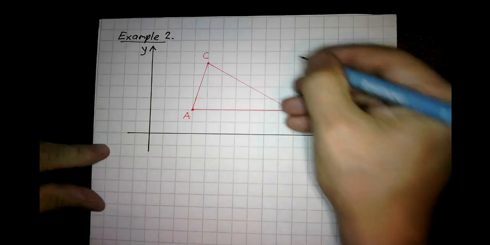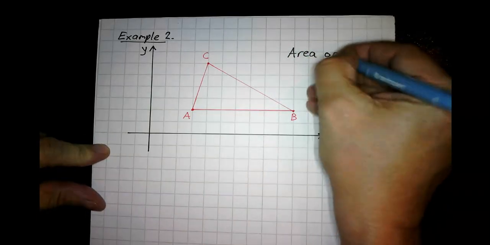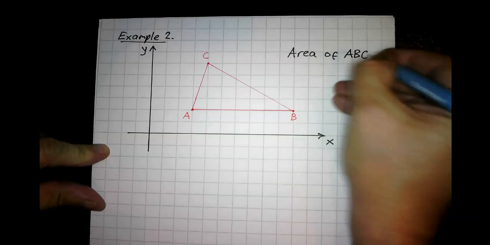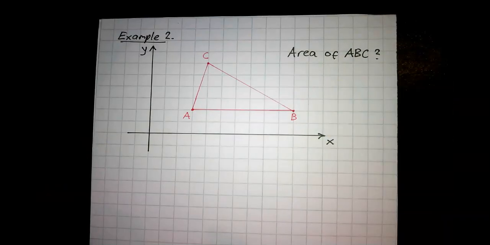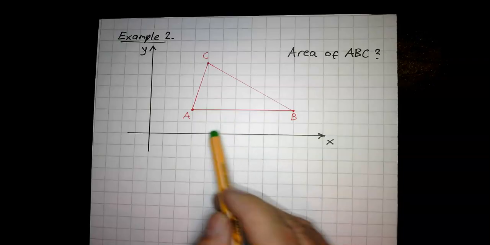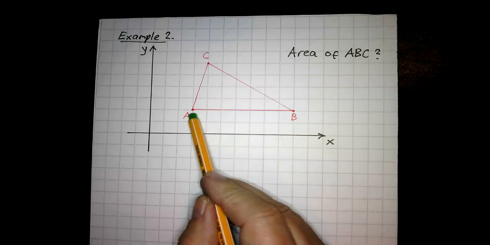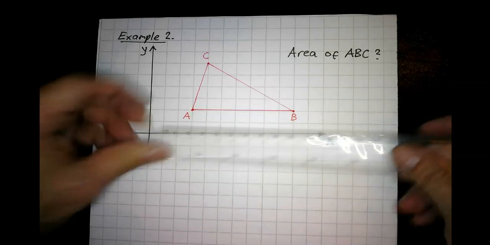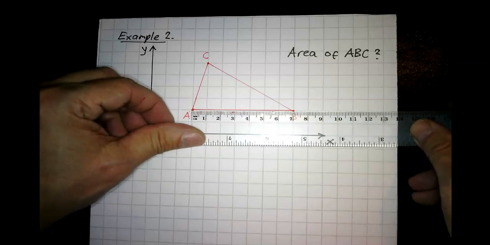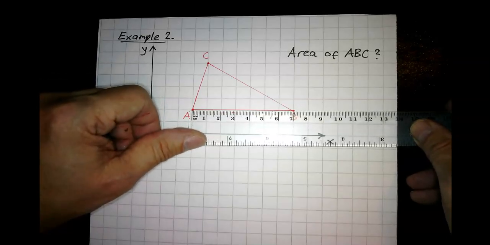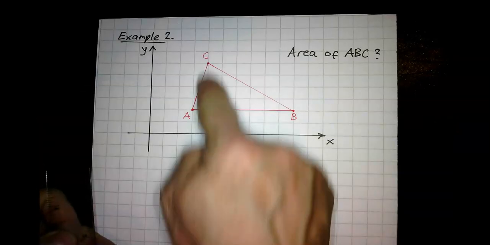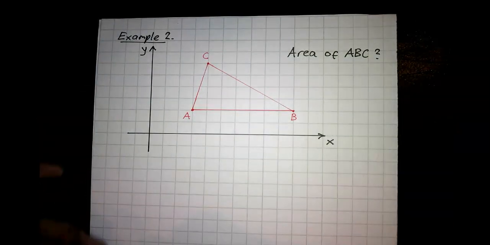And the problem is the area of ABC. So as I told, this example is so easy that we can see from the picture what the result is, because I am using the grid paper, and I can see that the base of this triangle will be 7 units. This is 7, or actually I can measure from my paper, 7 units or 7 centimeters, and the height of the triangle is 4 units.